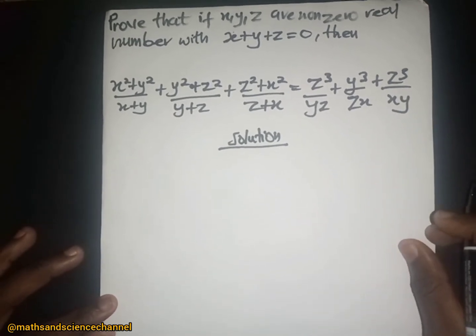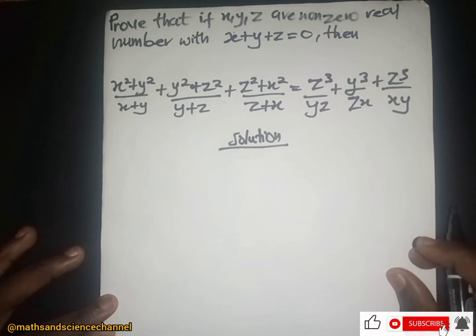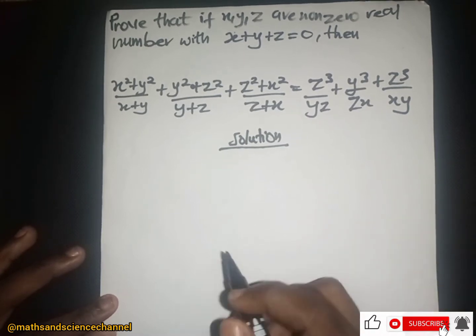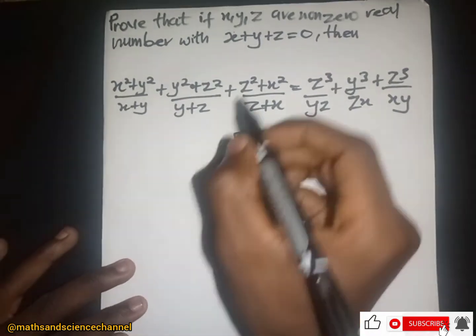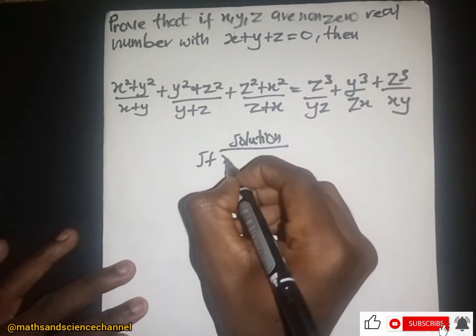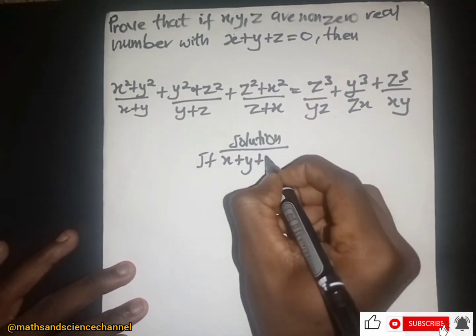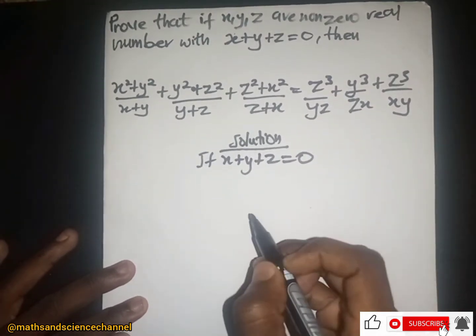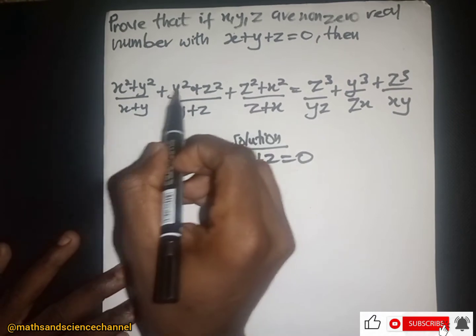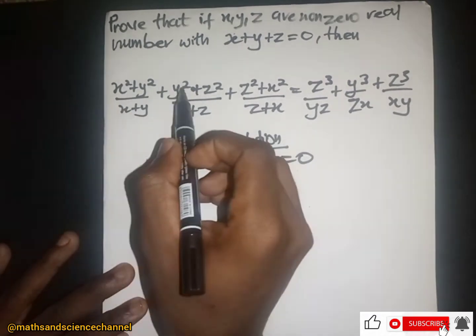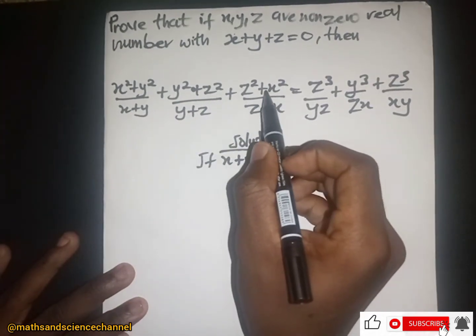We are to prove that if x, y and z are non-zero real numbers with x plus y plus z equal to 0, then... so let's solve this. Now if we have x plus y plus z equal to 0, then in this case, if you look at the denominators, we have x squared plus y squared plus z squared, then z squared plus x squared.